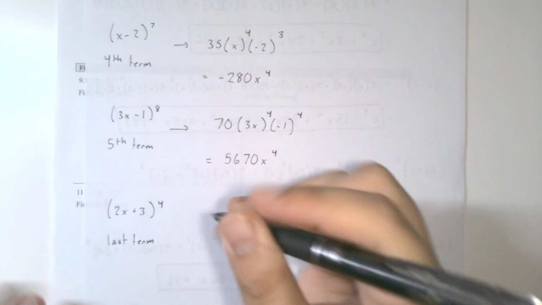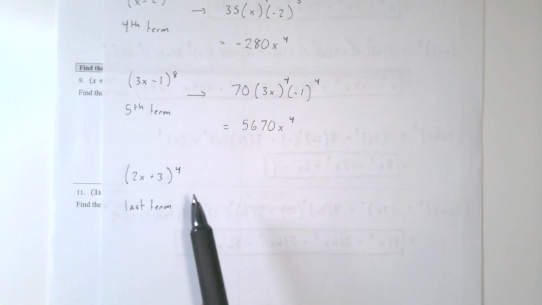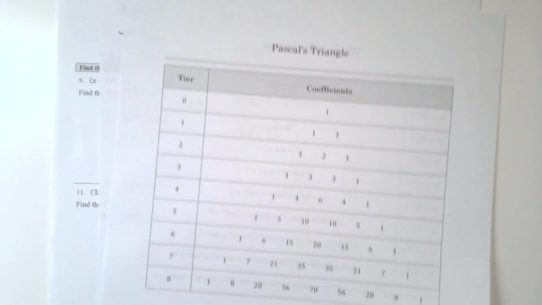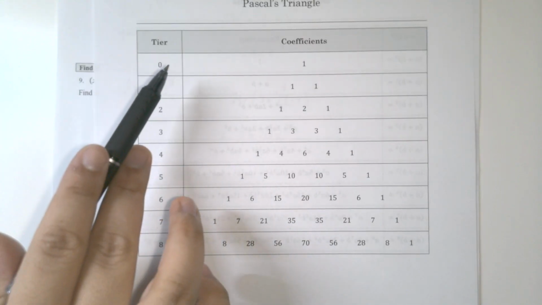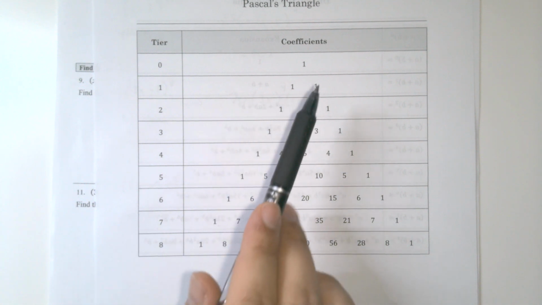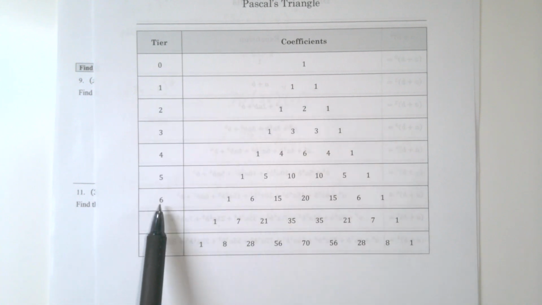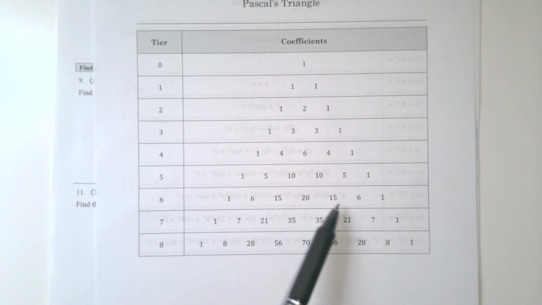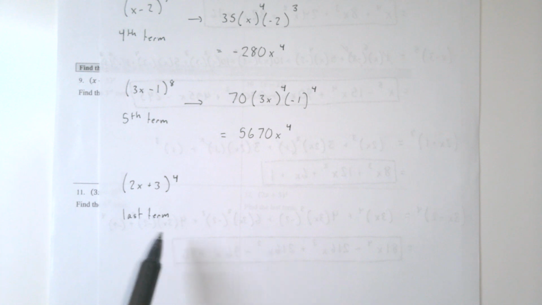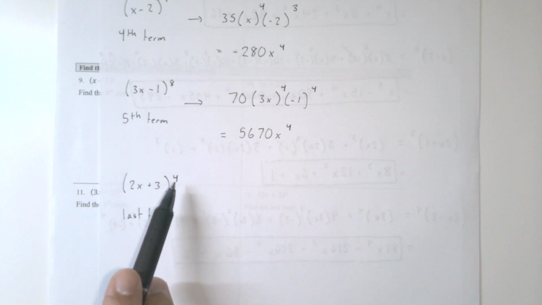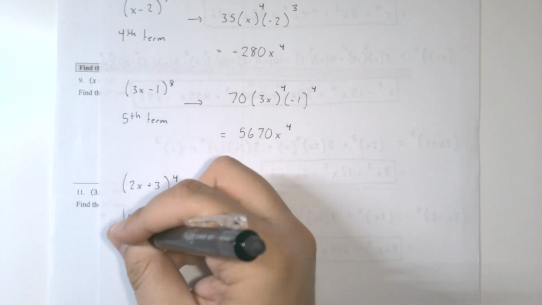Last term. So if we're told the last term, how do we know how many terms it's going to have? Well, notice that the number of terms you have is equal to whatever your tier is plus 1. So tier 0 has 1, tier 1 has 2. If we look down here at tier 6, 1, 2, 3, 4, 5, 6, 7. So if we want the last term of this expansion, how many terms do we have? Well, if this is 4, plus 1 is 5. So really, this wants the 5th term.